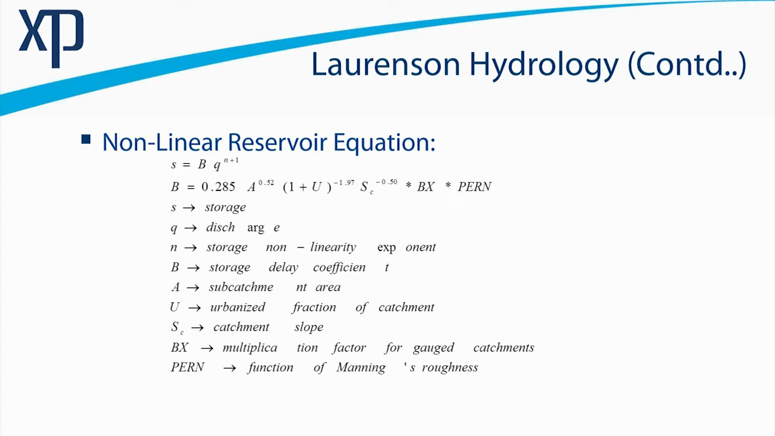But the B parameter, the B equation, is actually well defined. It's all based on physical parameters, although we do have a Bx value at the back there, which is a multiplication factor for gauged catchments if we need to make a slight adjustment to factor in some of the parameters that occur in the real world that can't be factored into what is relatively a simple equation.